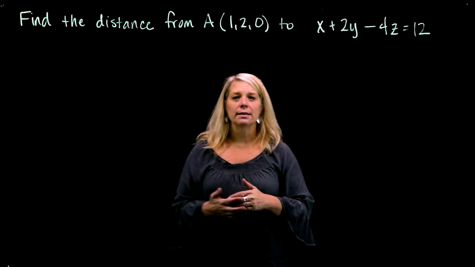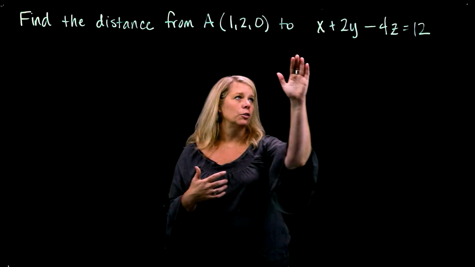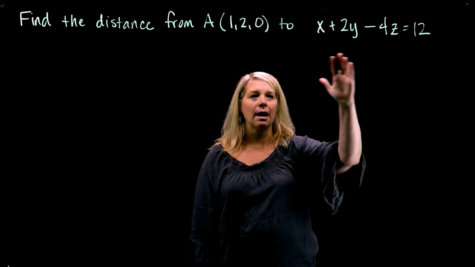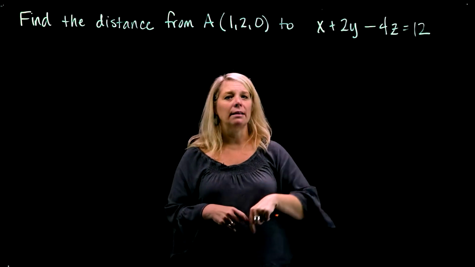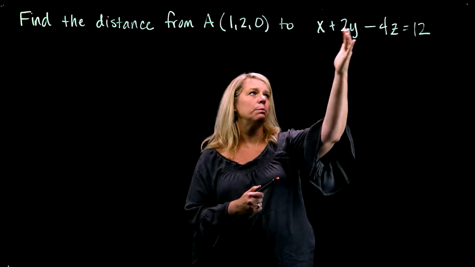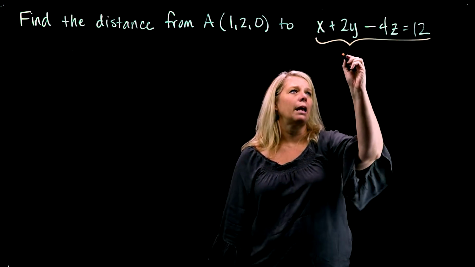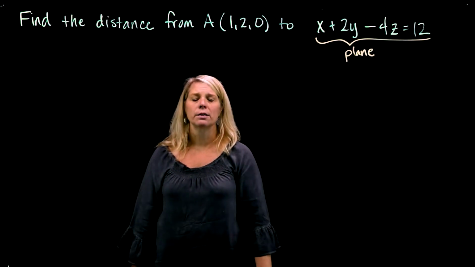All right, so in this example, we're going to find the distance from a point to this equation. At this point, you should be recognizing this as the equation of a plane in R3. We've got that standard form, ax plus by plus cz equals d. So this is a plane. Even if it doesn't tell you that, you should recognize that as the equation of a plane.